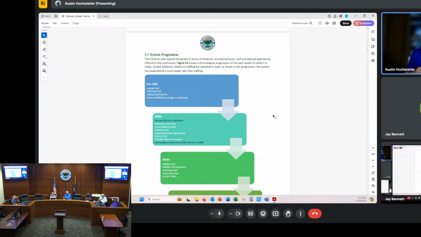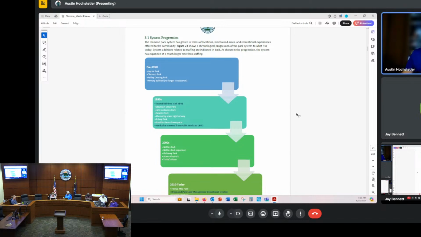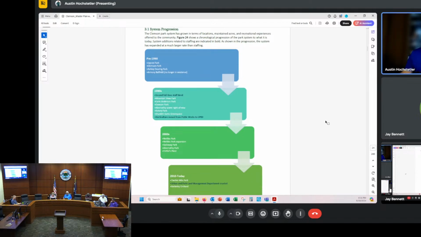So what is it that it contains, and how does that relate to others, and how does that relate to even yourselves? And so in 3.1, you'll start seeing the system progression. So pre-1990, you had JC Park, Clemson Park, Ashley Deering Park, and you actually had Army Ball Field, which is no longer in existence.